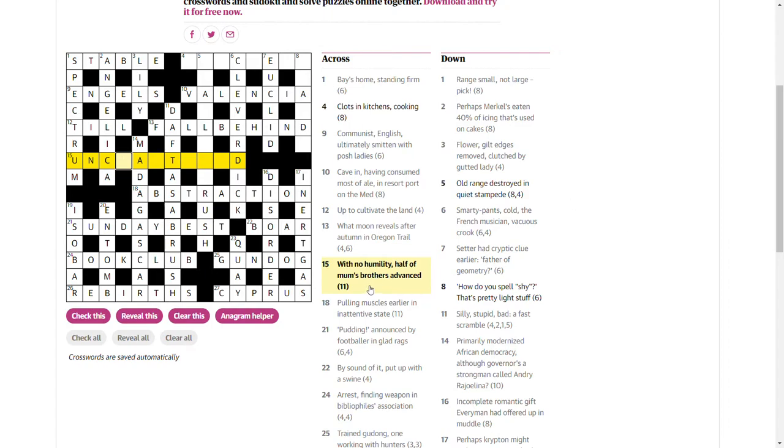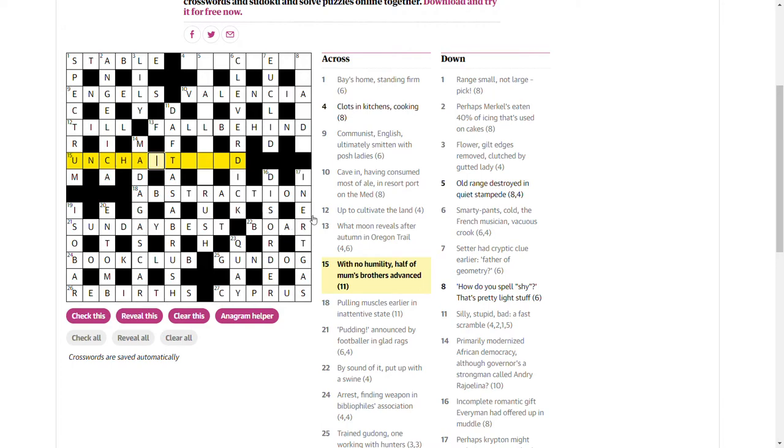With no humility, half of Mum's brothers advanced. I just keep wanting to say unchastised, but I don't think that's a word. Well, that fits. With no humility. What's humility? That's like modesty, is it? Yeah. And that's the whole definition. And possibly this bit is advanced then. Hastened, unchastened, so it could be. Unchastened, yeah. Is that what you just said? I said unchastised. Near enough.